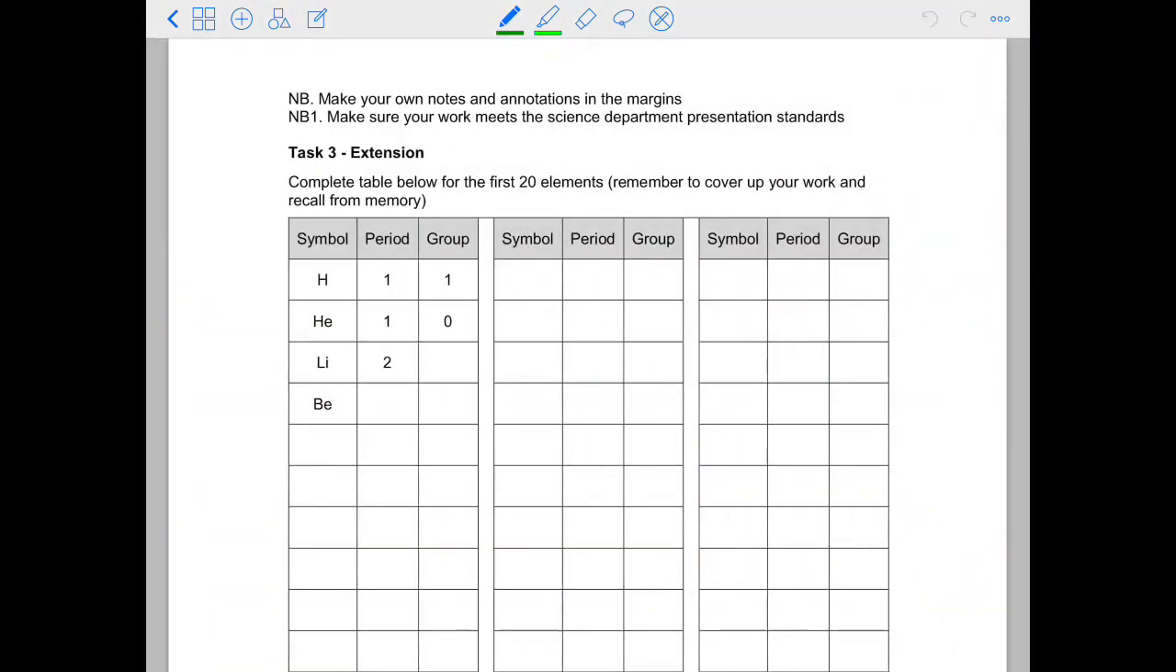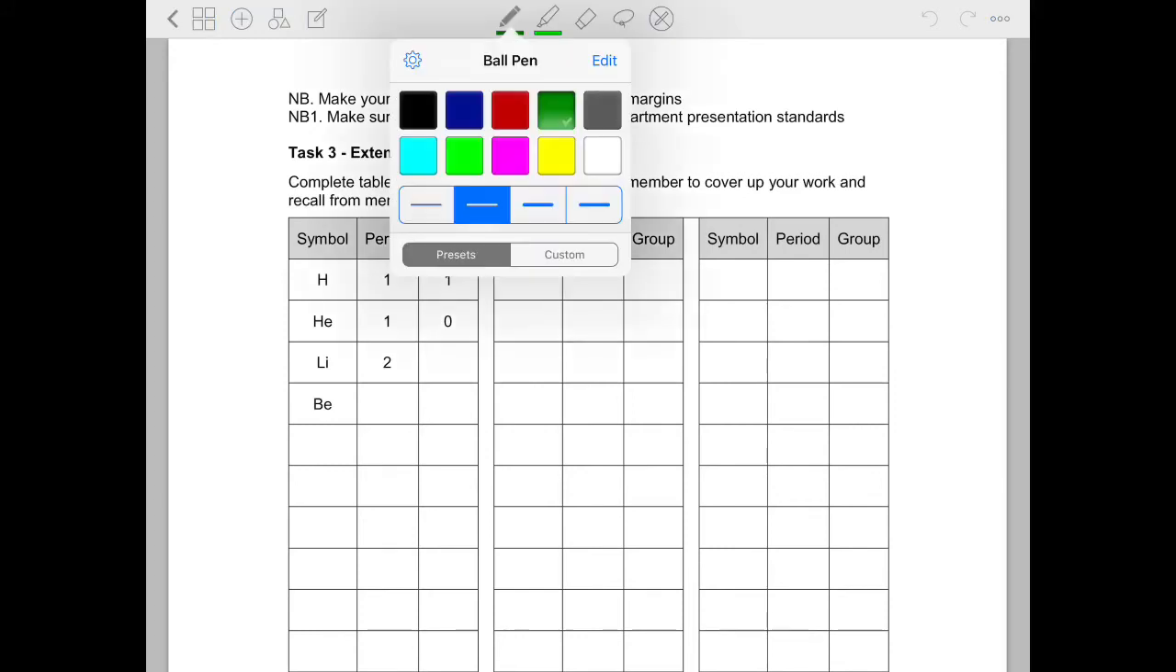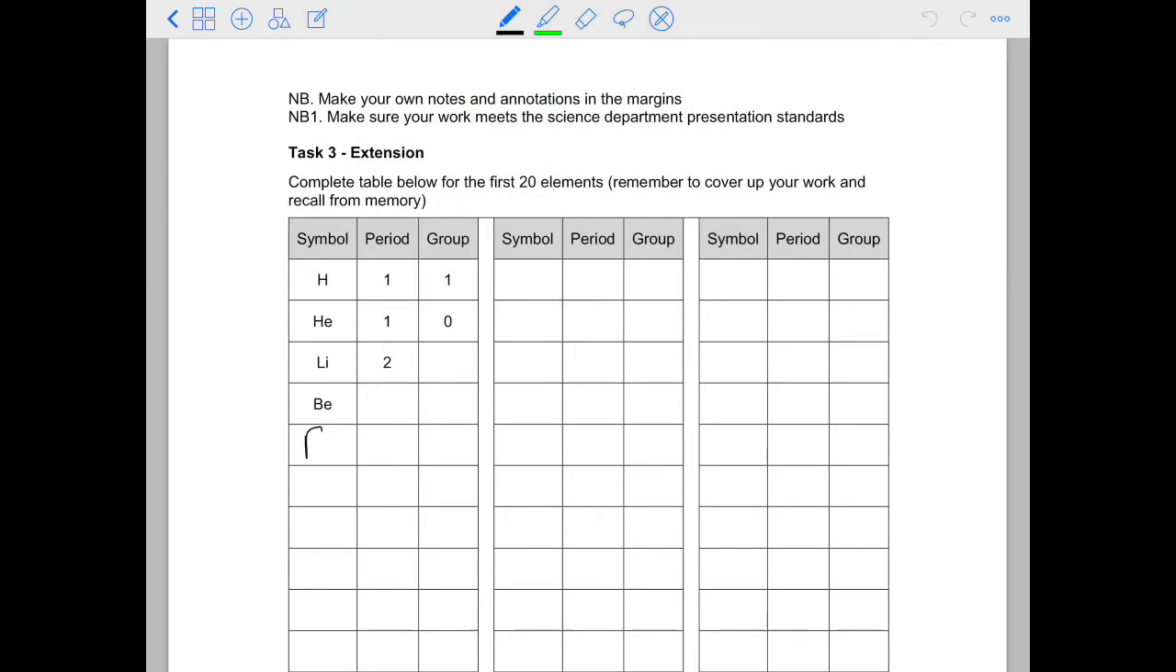All right, so now that we've talked a little bit about the different groups and periods, I would like you to have a look at task 3. So, hydrogen, helium, lithium, beryllium. Hopefully you'll remember that our next element is boron. You can use a periodic table if you need to, but see if you can do it from memory. Write down all the symbols of the first 20 elements of the periodic table.